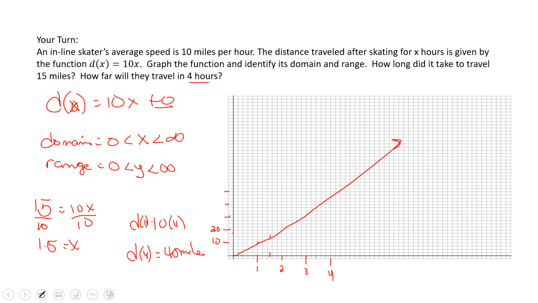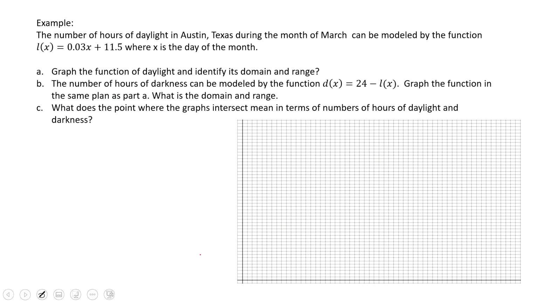Okay. Another example here. What we're going to show now is two equations to help us solve a problem. So here are the number of hours of daylight in Austin, Texas during the month of March, modeled by the function L of x equals 0.03x plus 11.5, where x is the day of the month. Graph the function daylight and identify the domain and range. So I'm just going to arbitrarily call this here my y-intercept. That's 11.55. My slope is 0.03 for every one. So if I call every line 0.03, that puts my slope here, here, here. I'm going to draw those lines in as best I can.